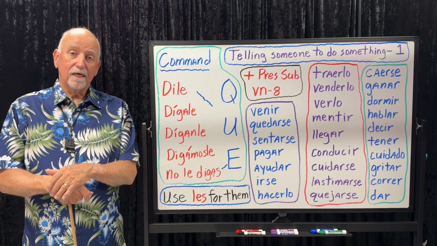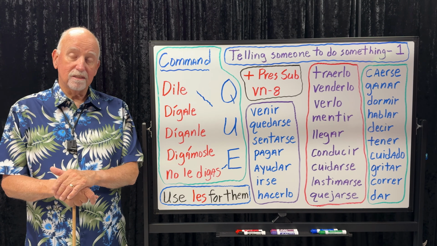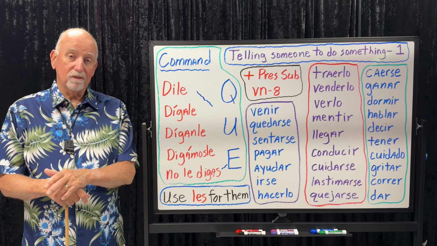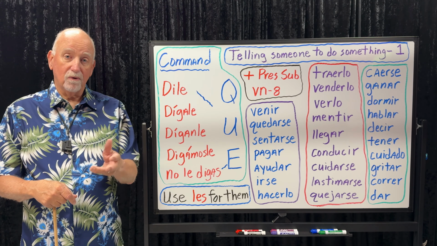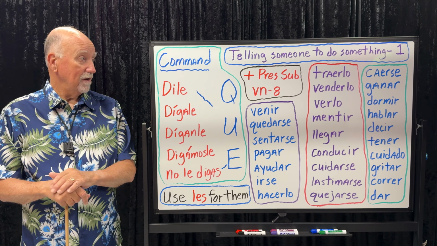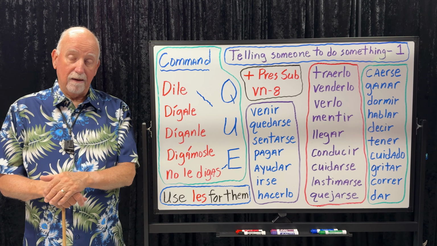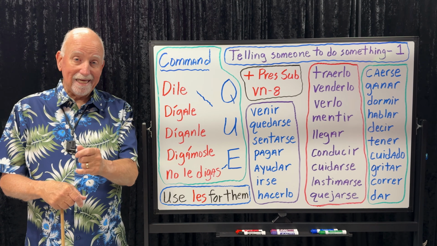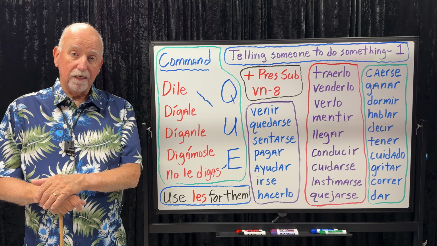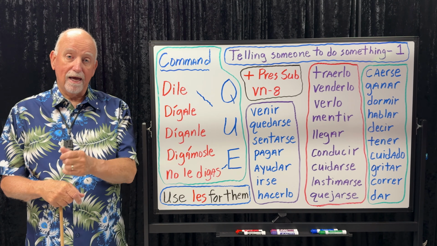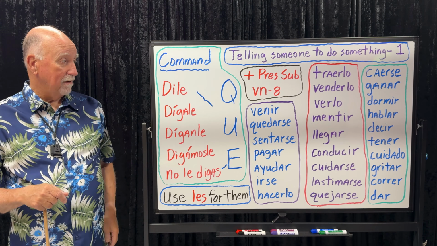Well, you take the yo form of the present tense. Just about every verb ends in o in the yo form except for like estoy, doy, voy, soy, etc. You take the yo form, you change that o to the opposite vowel. Opposite vowel for AR verbs is E, and opposite vowel for ER and IR verbs is the letter A. So we're going to see how that all works out.